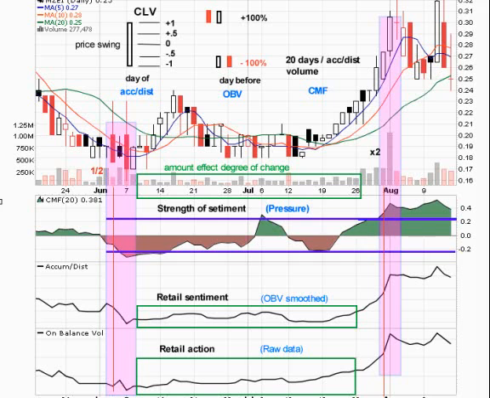So let's get a little further into the detail. I have two pink areas here, one here and one here. And I have a green box here showing you something. In this green box, I label it and say the amount affects the degree of change, which means that if it's a low volume, then any change that takes place in the money flow indicators will be small. If there is a large volume, then the degree of change in the money flow indicator will be large.